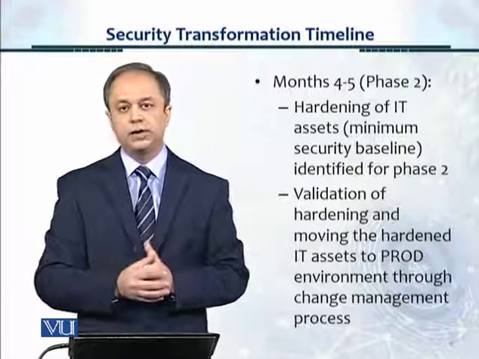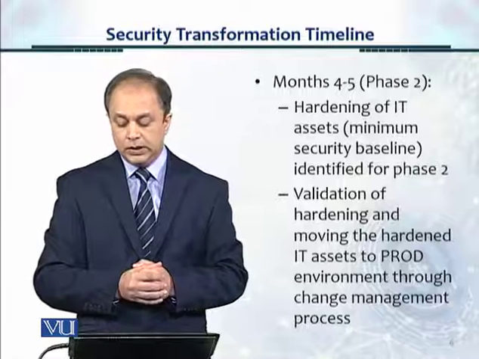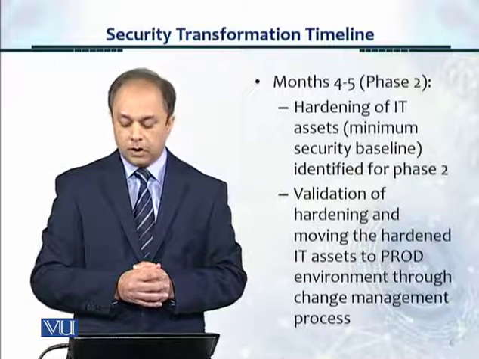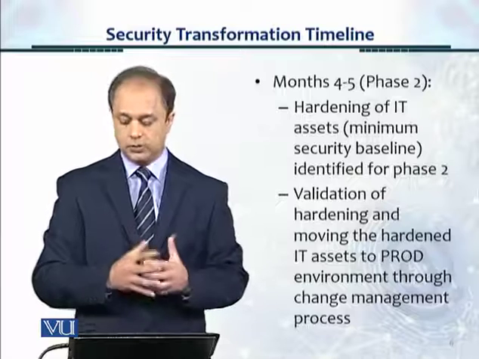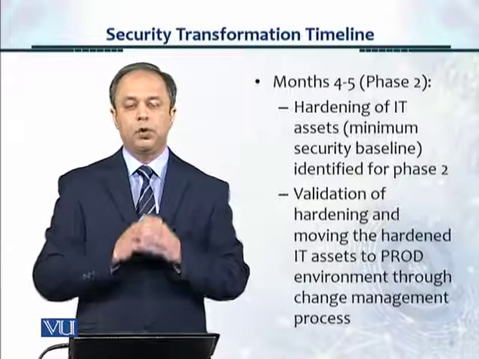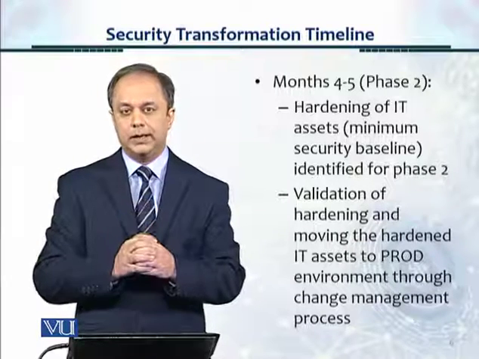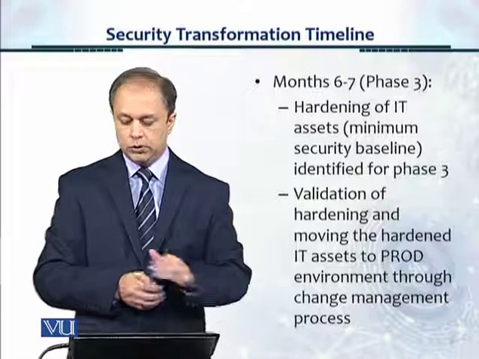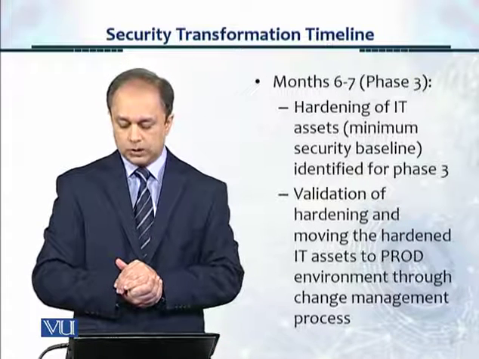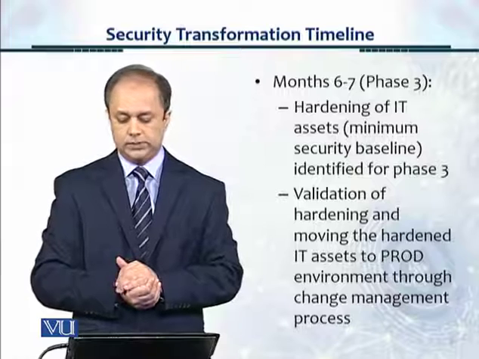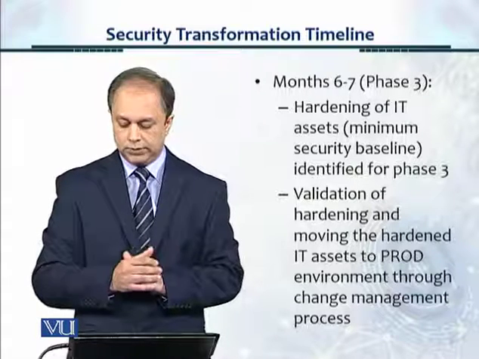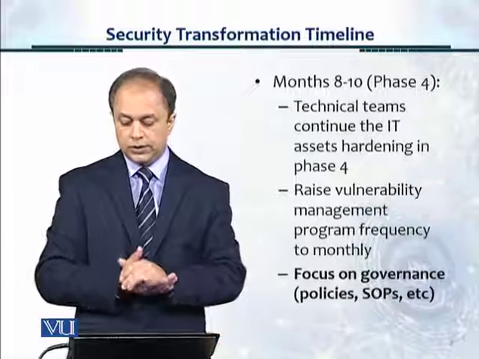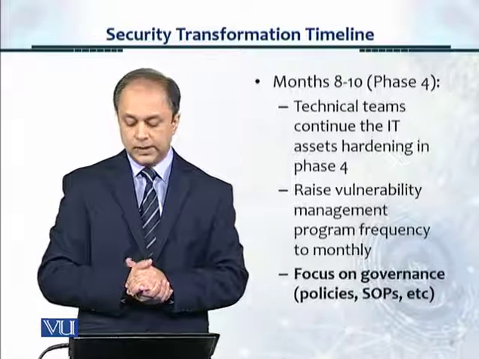So now we have phase 2, and here we are now in months 4 to 5. We're going to be performing hardening of IT assets as per the minimum security baseline for phase 2. We're going to harden the assets, we're going to validate them, and move them to production environment. And similarly, we're going to do this for phase 3, which is now month 6 to 7. Harden the IT assets and move them to the production environment as well. Finally, we reach phase 4, which is going to be months 8 to 10.